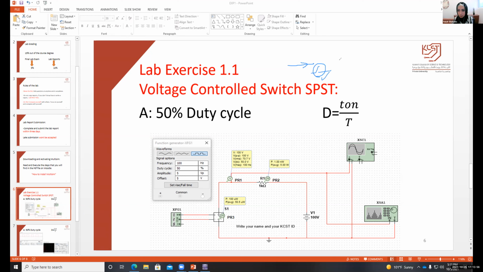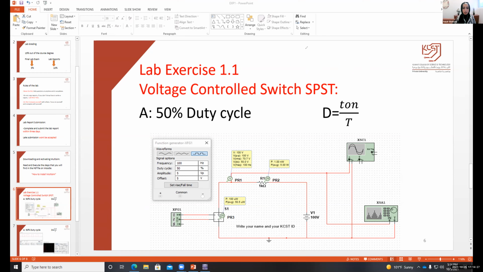Okay? But some switches have two controllers like this. So this switch has two controllers, this one and this one. So this switch is called double throw. Single throw is this switch because single throw has only one controller, this controller over here. Okay?